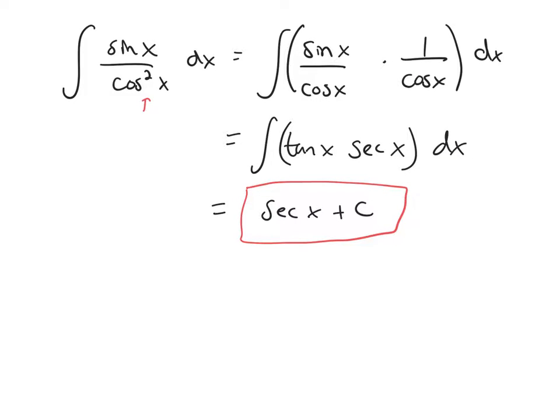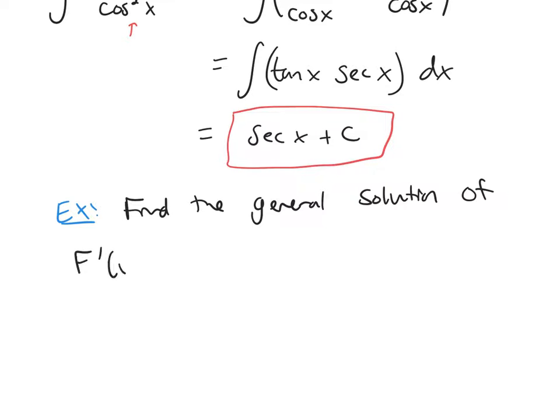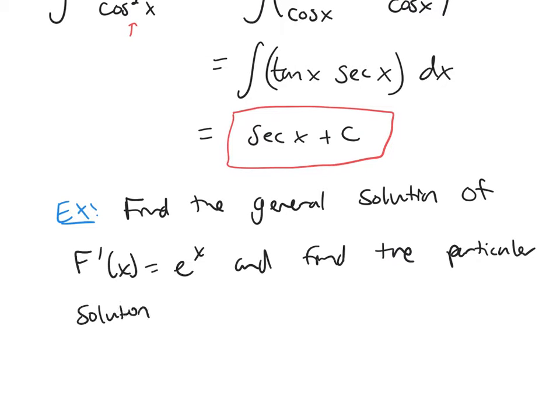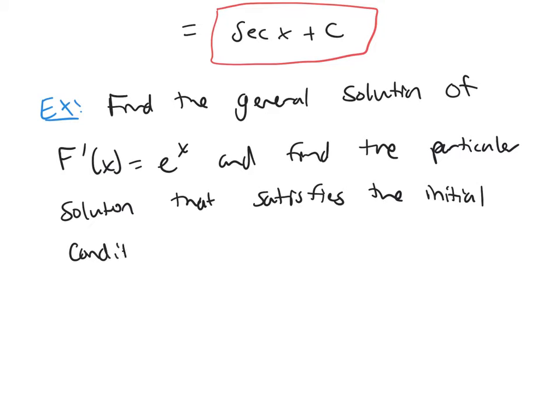All right, and one more integral example here. Let's find the general solution of f prime of x equals e to the x, and find the particular solution that satisfies the initial condition f of 0 is 3.